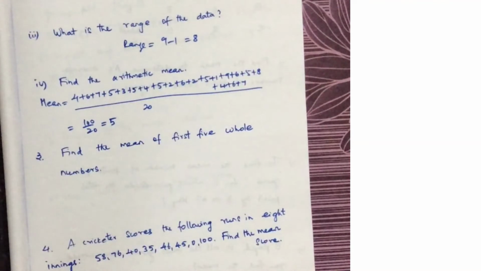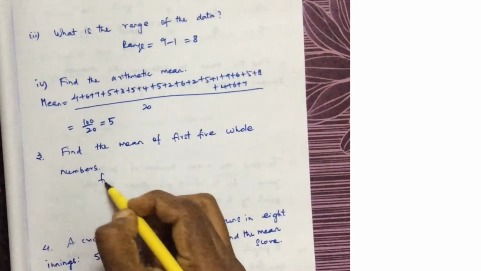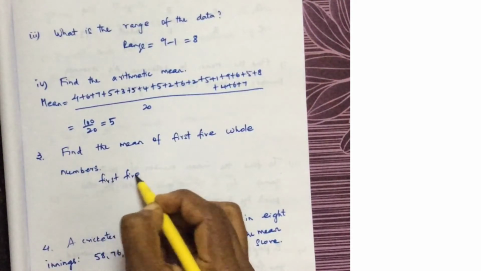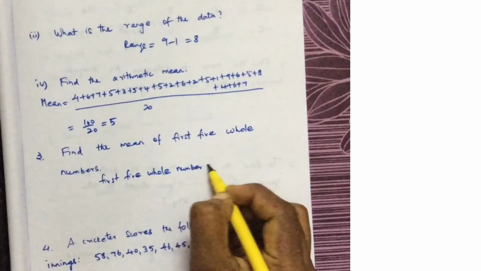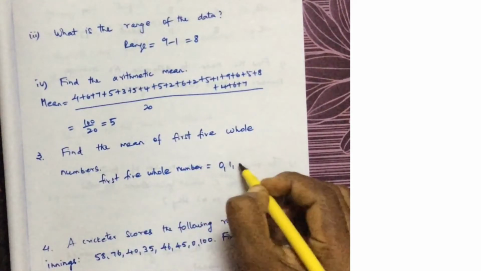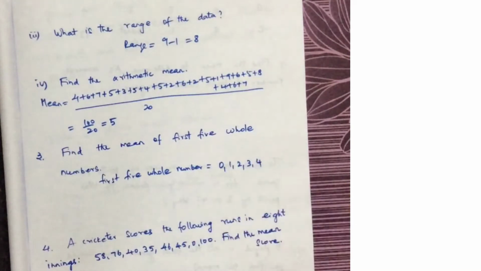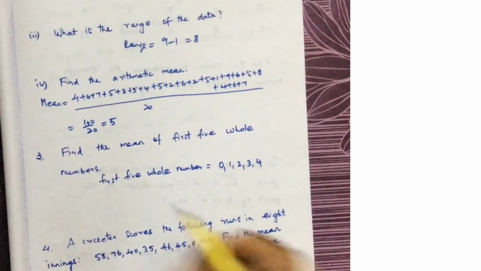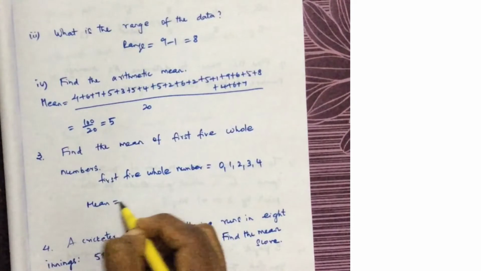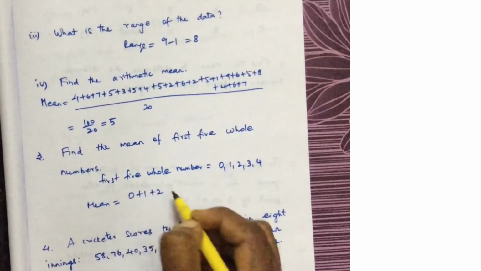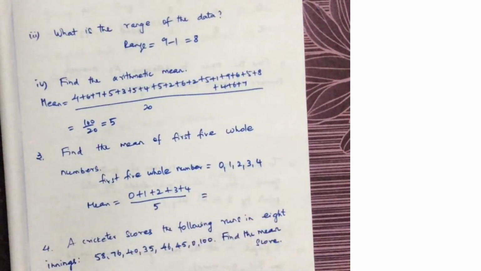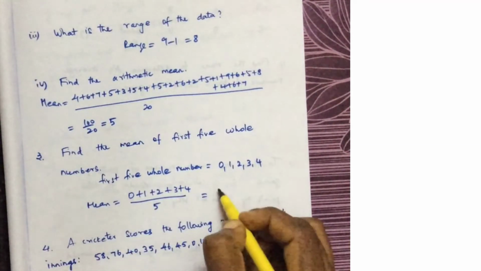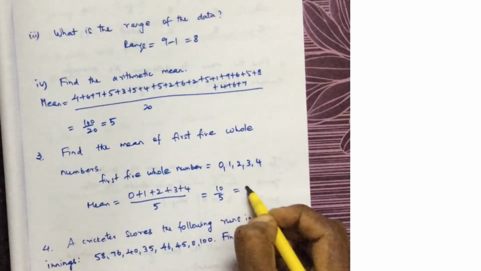The next problem is find the mean of the first 5 whole numbers. So what are the first 5 whole numbers? Okay, that is 0, 1, 2, 3 and 4. These are the first 5 whole numbers. So the mean of that is 0 plus 1 plus 2 plus 3 plus 4 divided by 5. Okay, that is equal to 10 divided by 5, that is equal to 2.